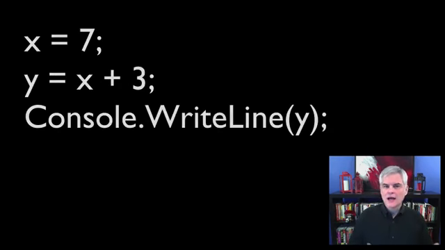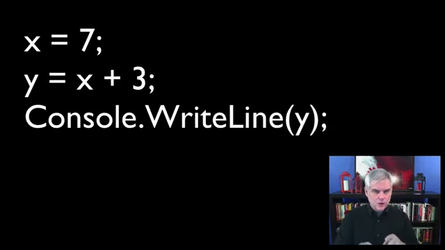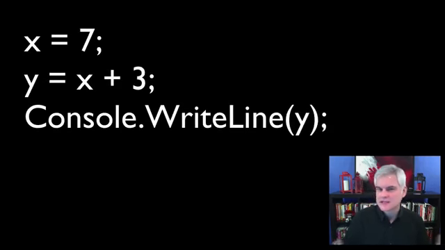So using that same thought process, take a look at this. X equals 7, y equals x plus 3, console.writeLine y. What would you expect to be displayed in the console window? The value 10, of course. You just read C# on your own without any of my help. It's common sense, right? It's pretty easy. Now, okay. Honestly, there's a little bit more to it than just that.